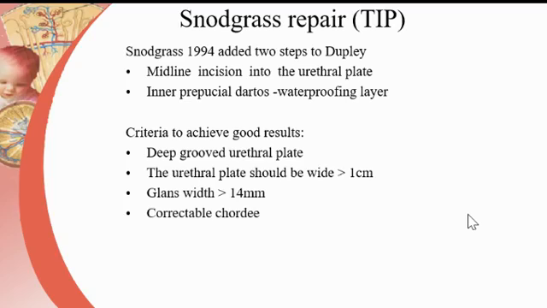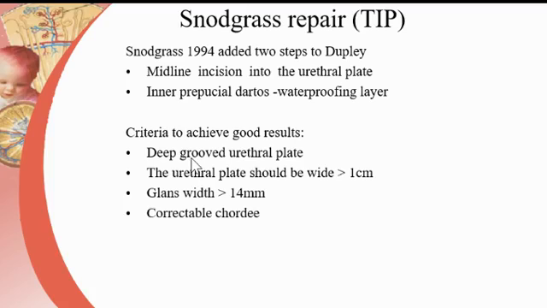Snodgrass repair, also known as tip repair, tubularized incised plate urethroplasty, is nothing but two steps added to the original Thiersch-Duplay. So Snodgrass in 1994 added two steps. He added a midline incision to the urethral plate, and then he added an interpreputial dartos waterproofing layer. So he added a midline incision so that the urethral plate becomes wider. So for example, if the urethral plate is around 7 millimeter, he makes an incision and then the urethral plate widens, and then it becomes a tension free anastomosis. So that's what he says.